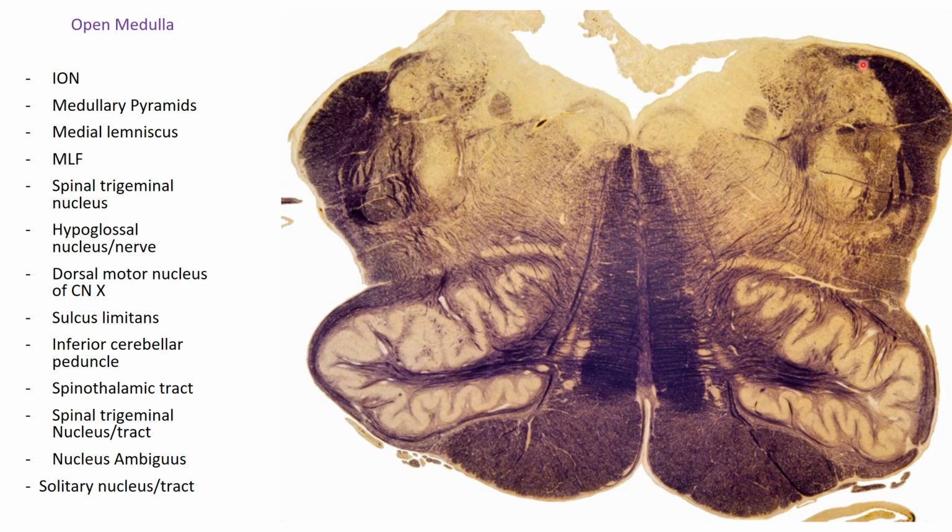And then lastly, I want to point out, we are now getting into the inferior cerebellar peduncle region. So this is where those spinocerebellar fibers are going. They were going from below, and they are now making their way into the inferior cerebellar peduncle to get into the cerebellum.